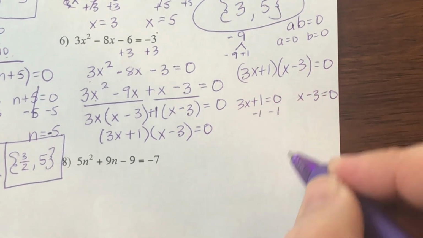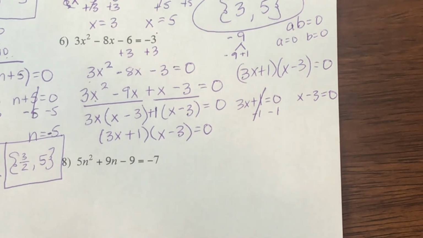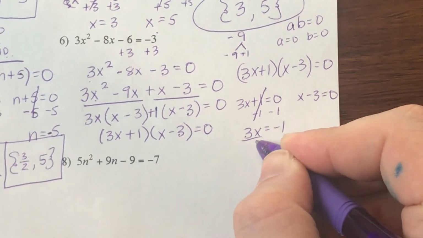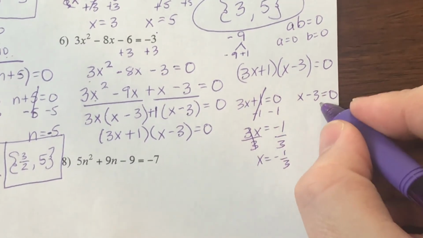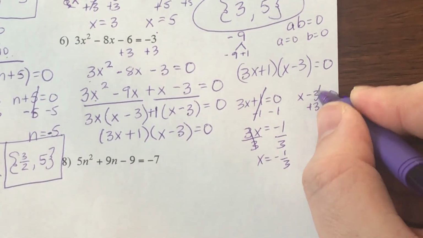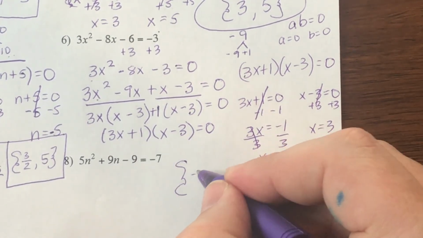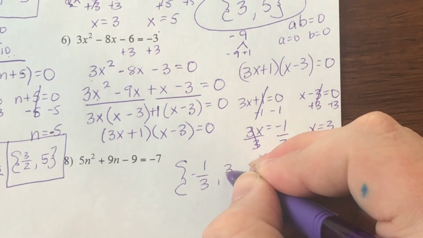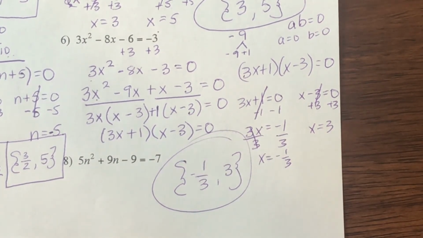Subtract 1 from both sides for that. That cancels. Give you just a second, just in case you get caught up. Sorry, I may go too fast. And I get 3x is equal to -1. Divide both sides by 3. X equals -1/3. Add 3 to both sides, and I get x is equal to 3. So I have brace -1/3, comma, 3. And I know my braces are embarrassing.